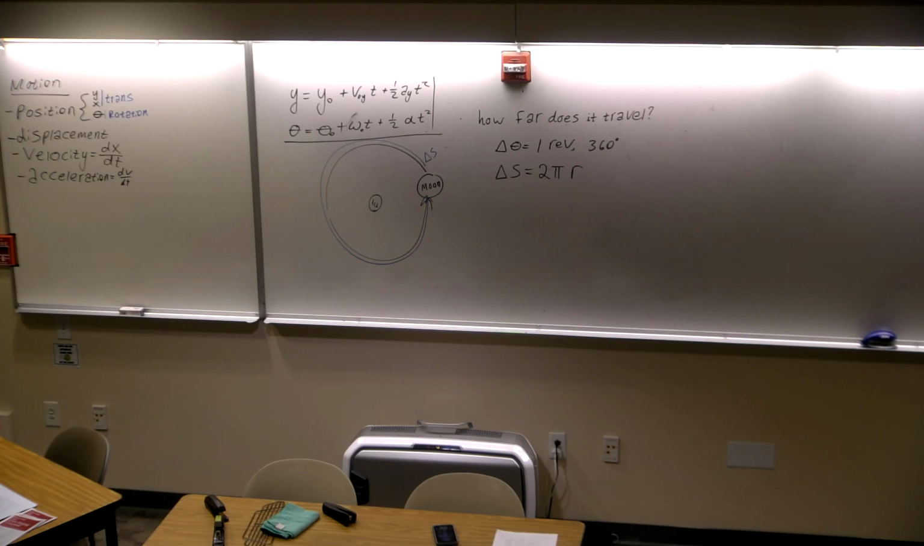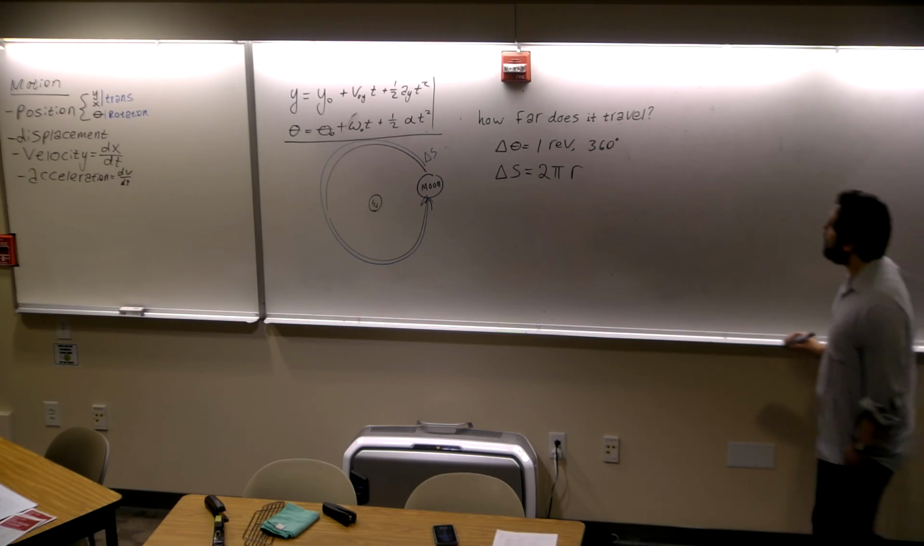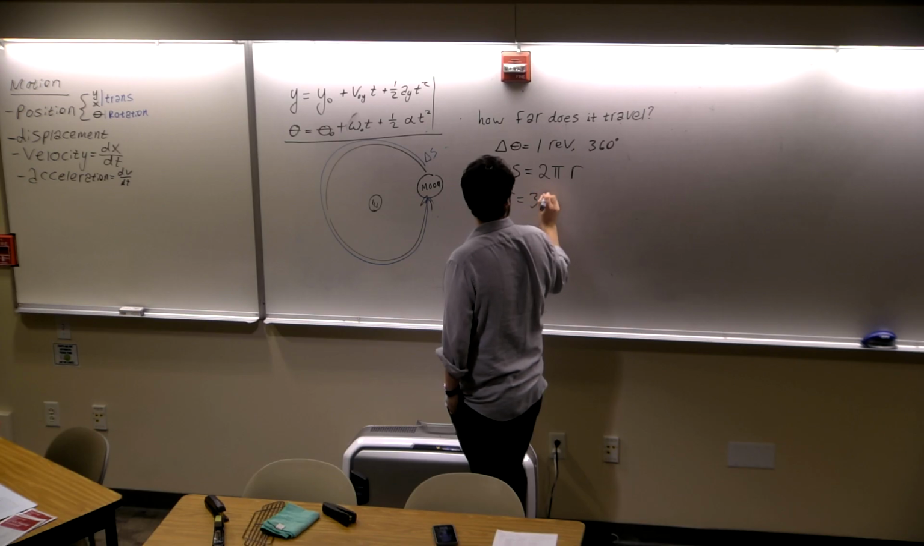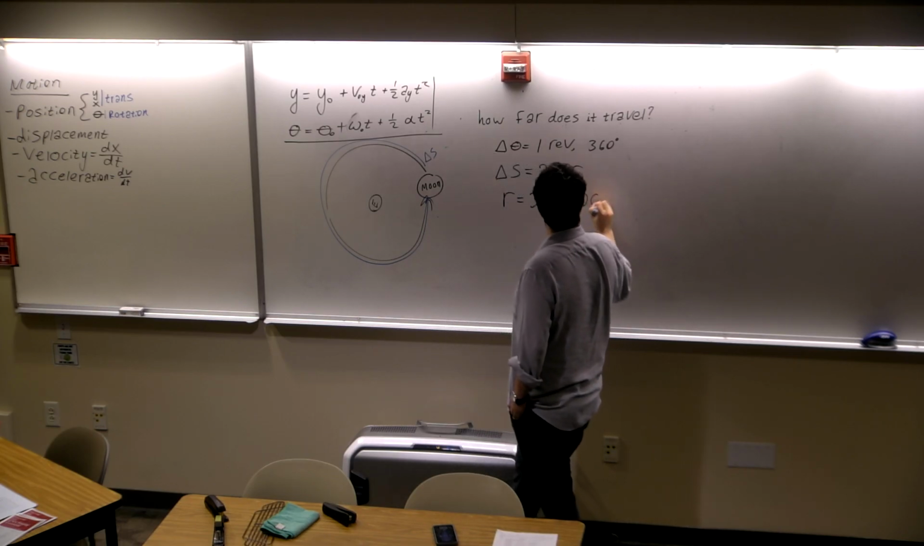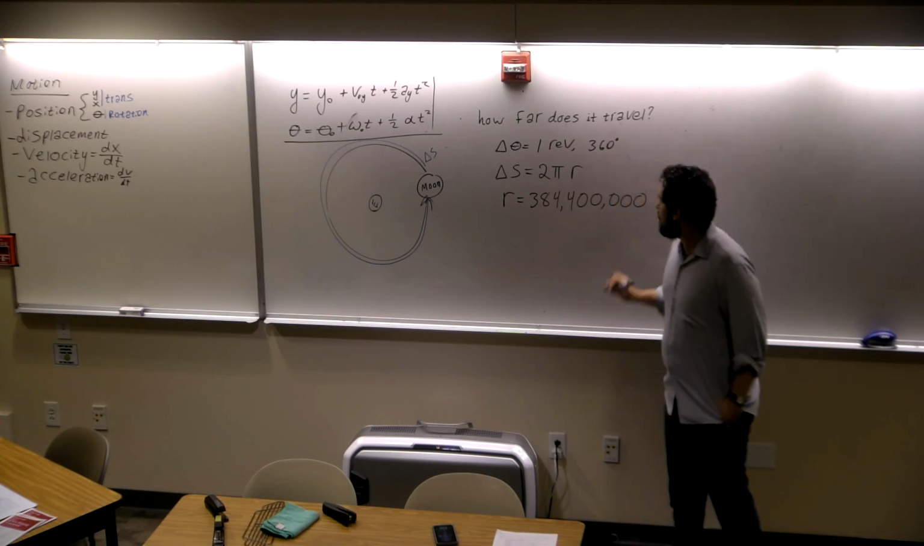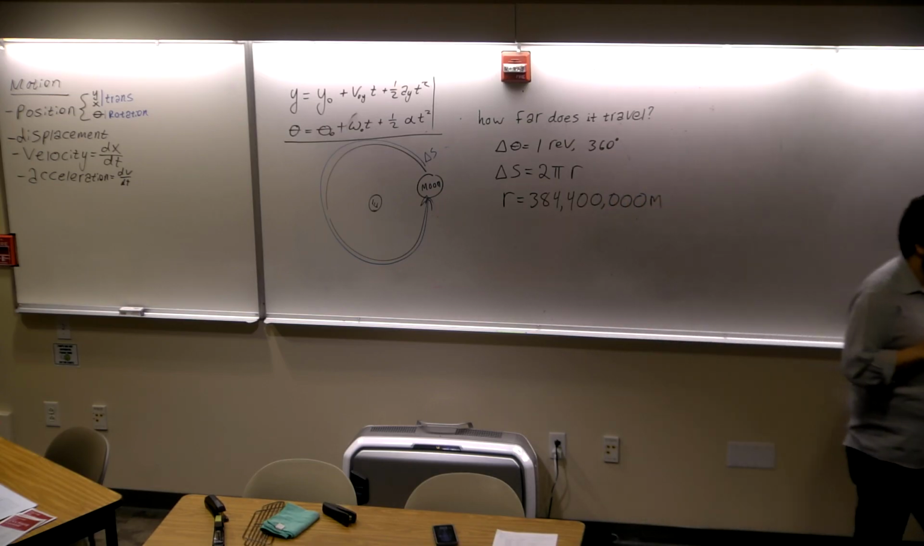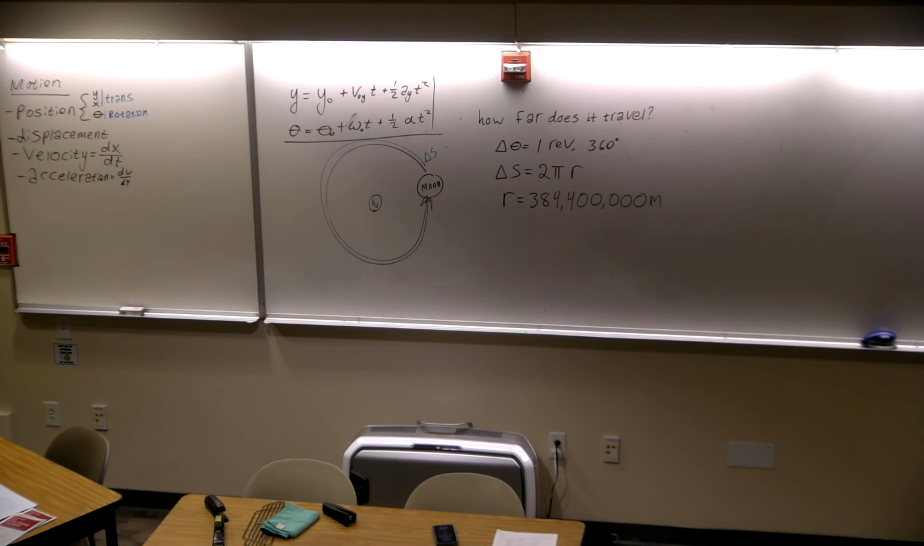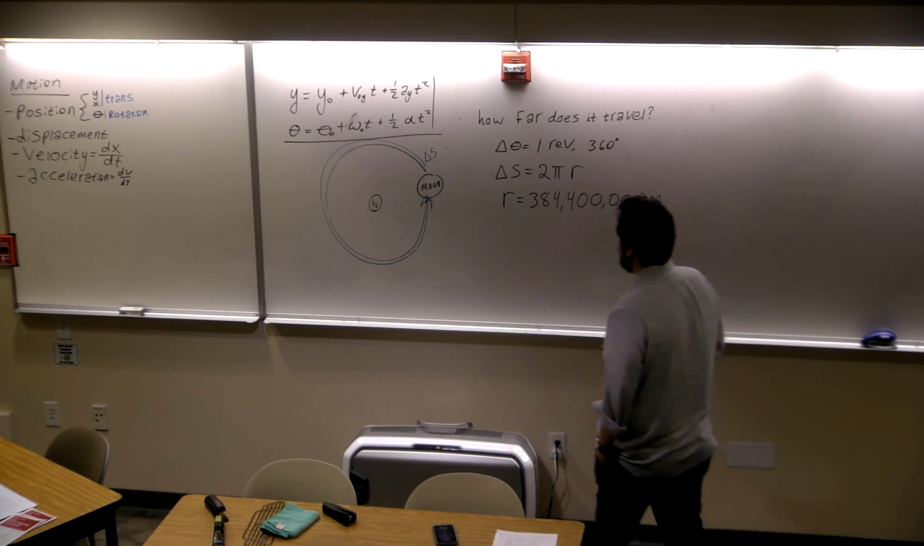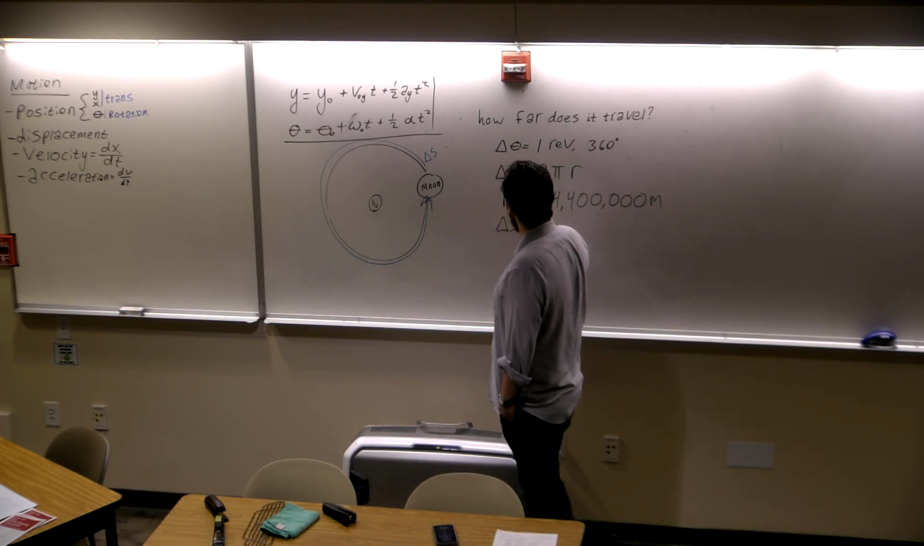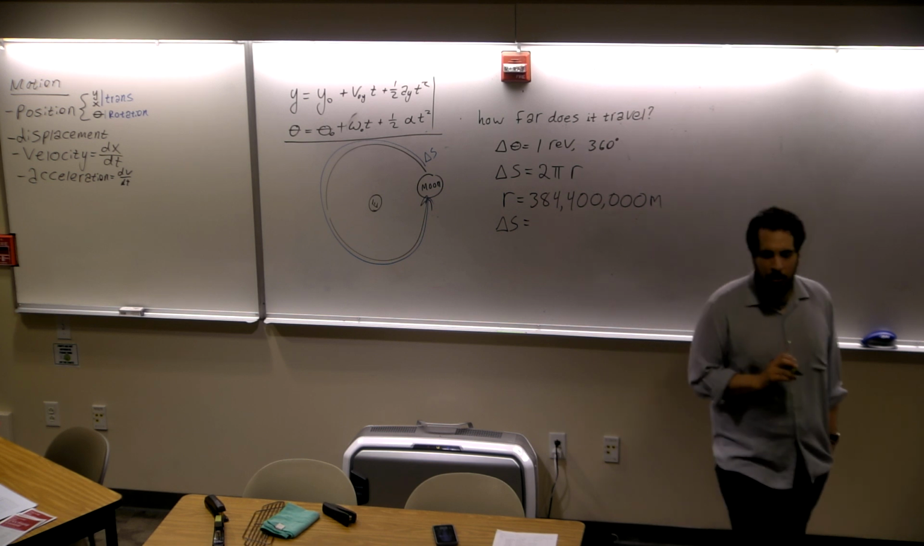So then we ask the question, how far is the moon away from the Earth? 384,400,000 meters. That's how far away the Earth is from the moon, meaning that is our radial distance. So we want to know how far, in meters, does the moon travel during a single orbit?